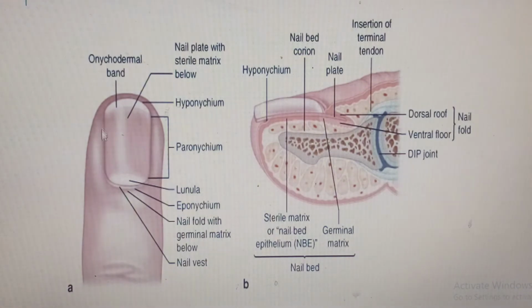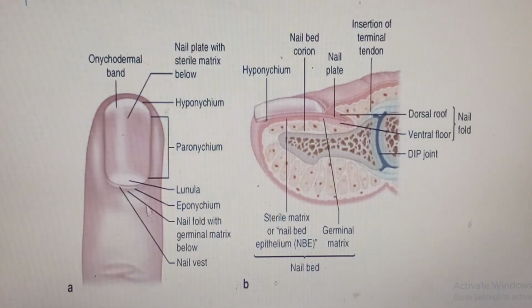These are what we call the lateral folds. And then we also have another fold over here, and that fold is what we call the proximal fold. Just moving away from the proximal fold, we have this kind of elevated region over here, and that is what we call the nail vest. Then even beneath the nail vest, we have what we call the eponychium.